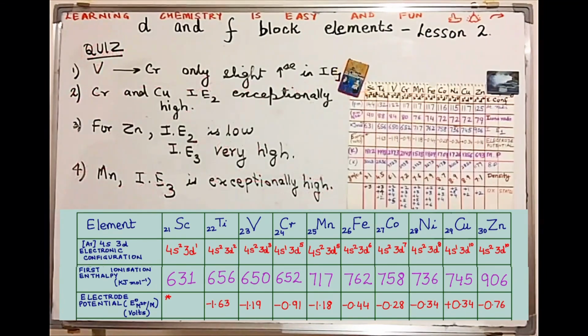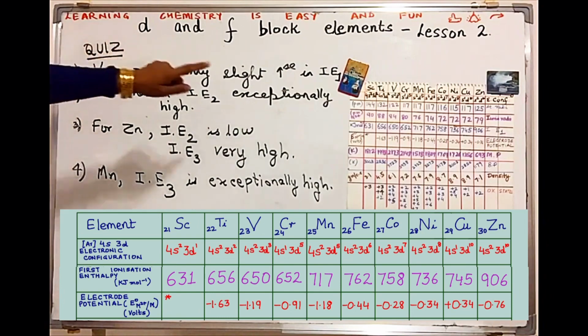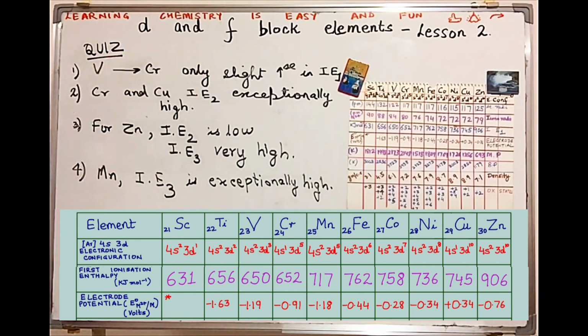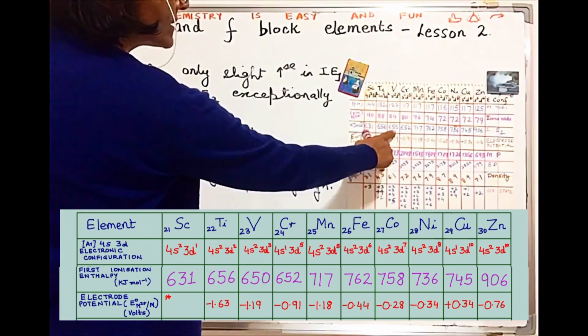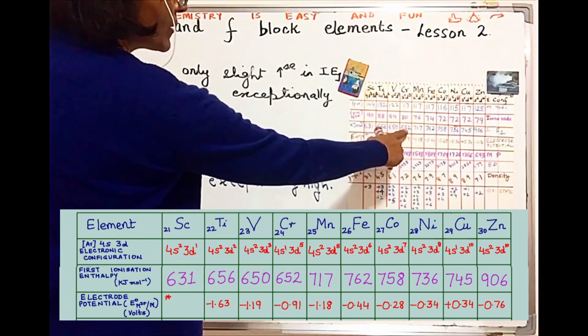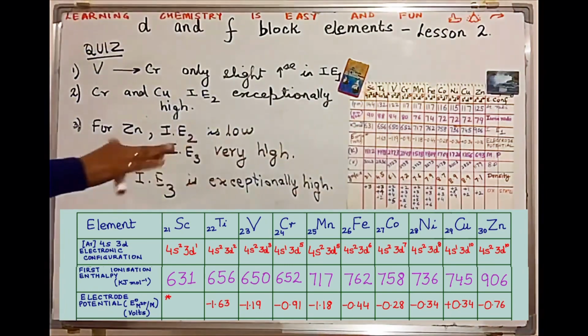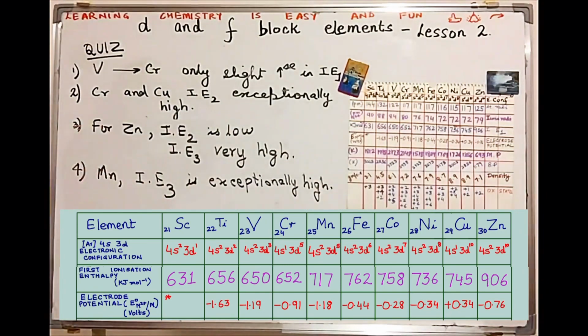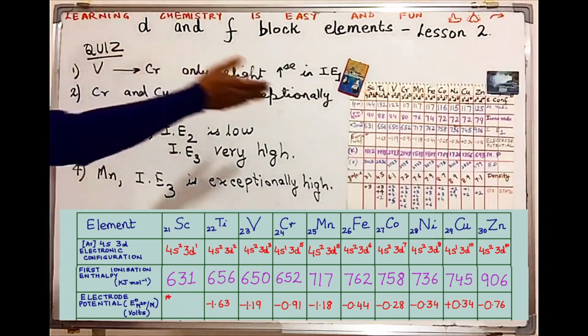Ready for the next property? Let me quiz you. These questions are based on ionization enthalpy. The first ionization enthalpy, if you observe, for vanadium is 650, whereas for chromium it is 652. So there's not much of a difference, there's not much increase when we are talking about IE1 when moving from vanadium to chromium. What is the reason?